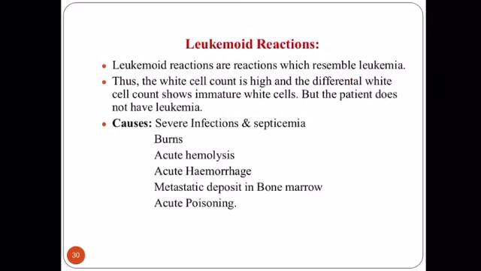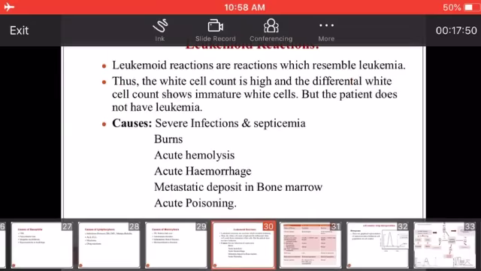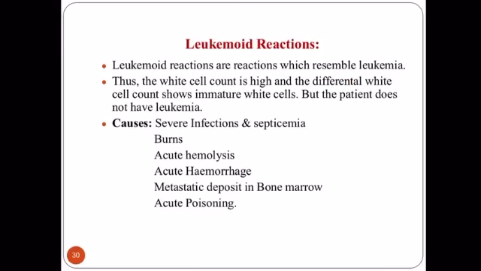Now, leukemoid reaction. Leukemoid reactions are reactions which resemble leukemia. Thus, the white blood cell count is high and the differential white blood cell count shows immature white cells. But the patient does not have leukemia. So this is called leukemoid reaction because it looks like leukemia but the leukemia is not present.